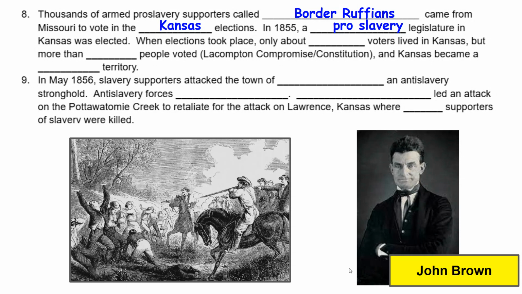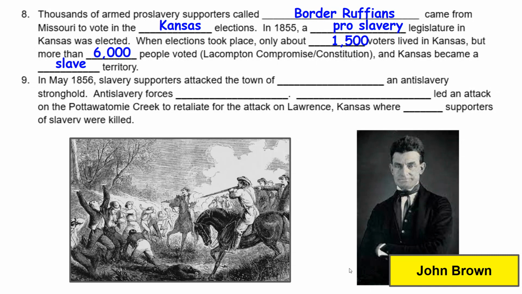Okay, but only about 1,500 voters lived in the entire state of Kansas at this moment in time. And there were 6,000 people that voted for the Lecompton Compromise or Lecompton Constitution. So a lot of people are questioning the validity of this election because it seems very corrupt just because of the numbers. But for a time, Kansas became a slave territory. And as a result of that, we're going to have some abolitionists that are going to move in.